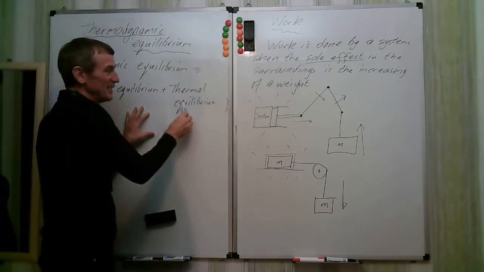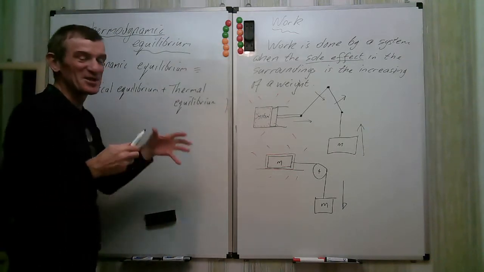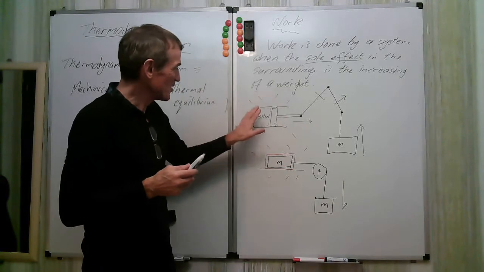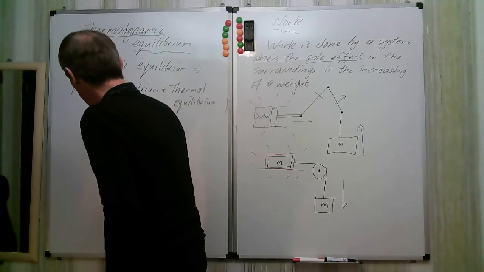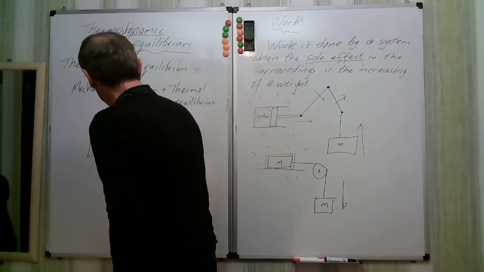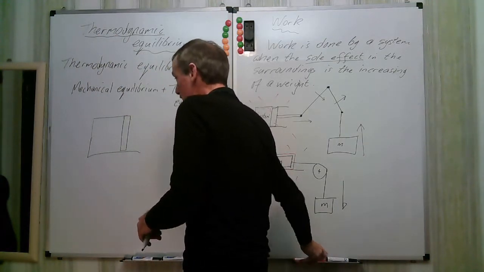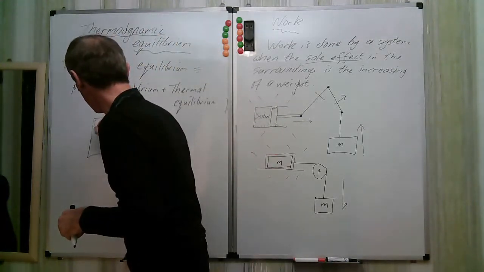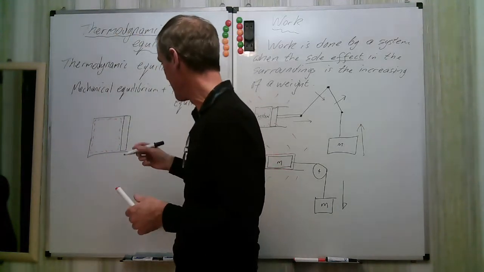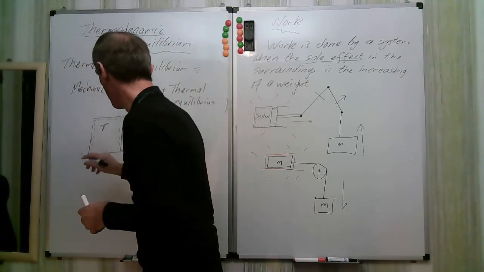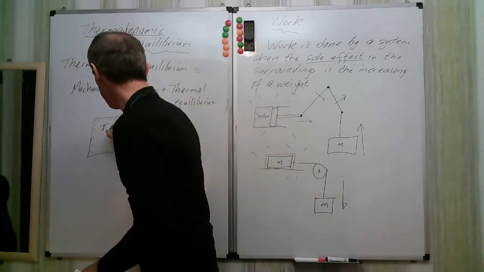So essentially, thermal equilibrium means uniform temperature in our system. Mechanical equilibrium, for the type of systems we're looking at, essentially means uniform pressure. So what we're imagining for our system here is that the temperature T is uniform throughout the system. All points of the system are at the same temperature. And the other property we're interested in is P.